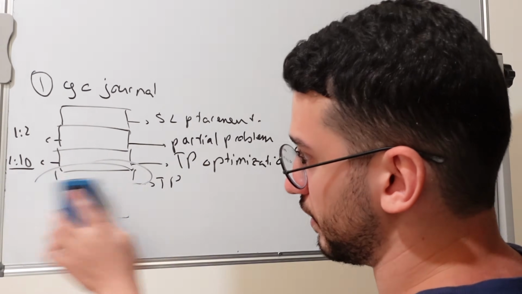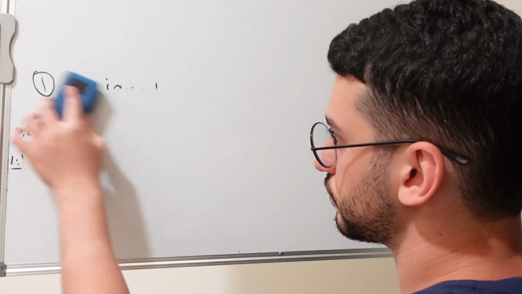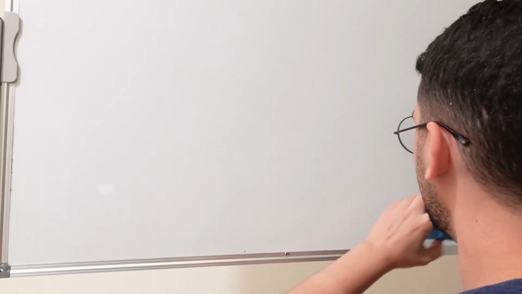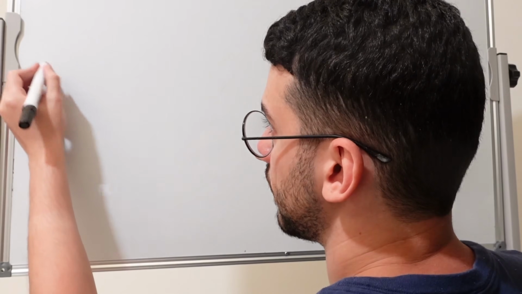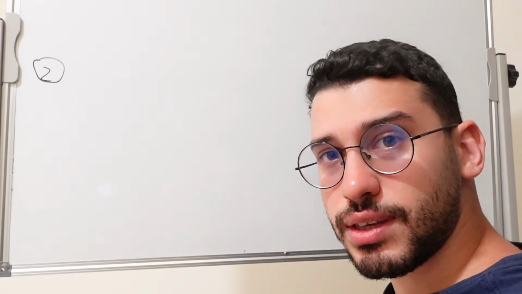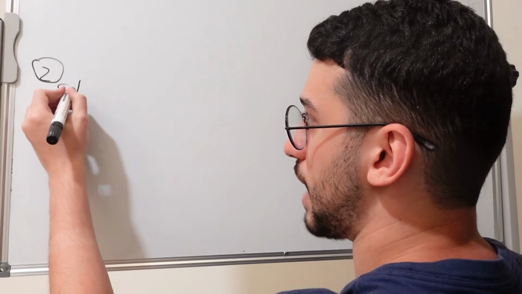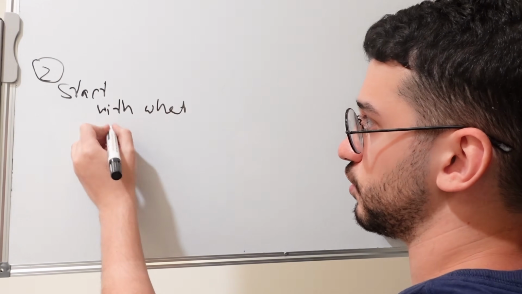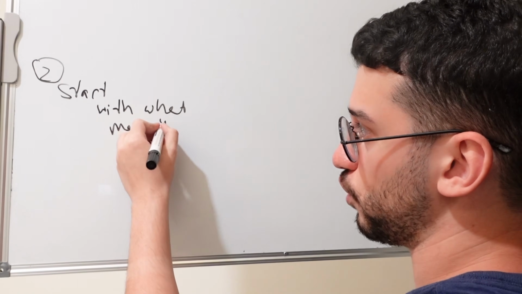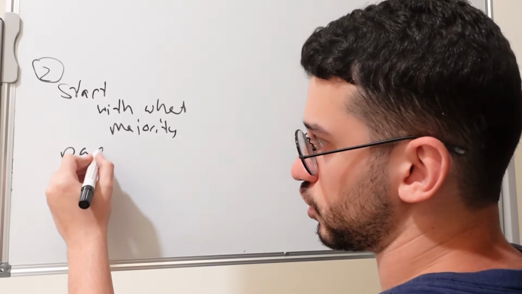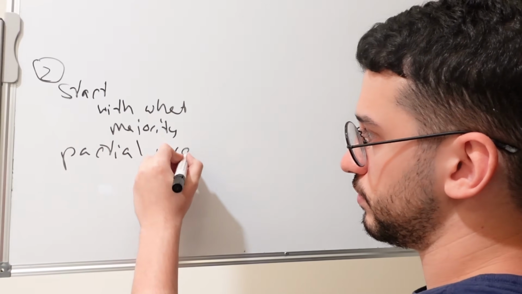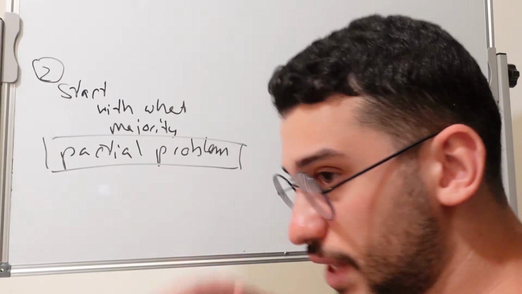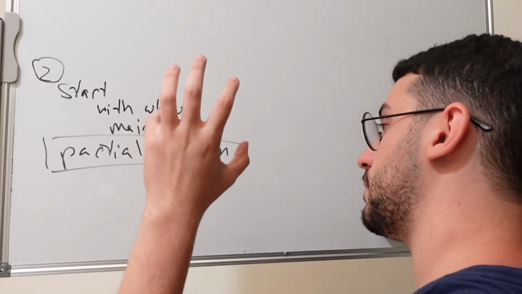Step number two, let's delete that. Step number two, we are going to start with the thing that is happening the majority of the times. So start with whatever is happening the majority of the times, okay? So let's say for the majority of your losses, you have written partial problem. So you have a partial problem, okay? That's the majority of your problems there. That's the majority of your trades.